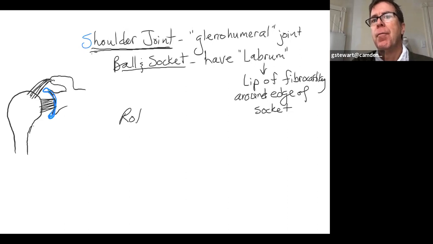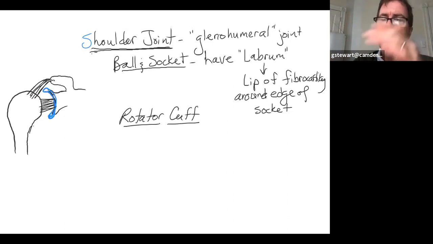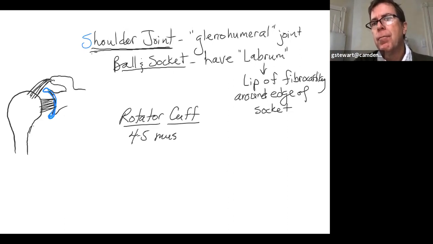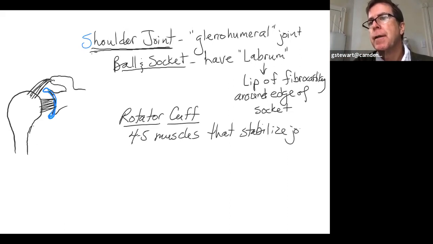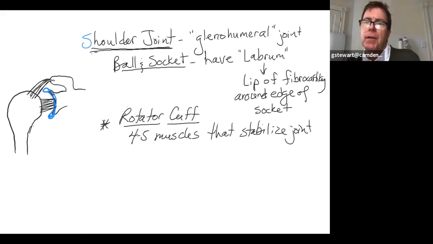This term, rotator cuff. Some orthopedic surgeons say that there's actually 5 muscles making up the rotator cuff. Other sources say there's 4 muscles. So I'm just going to say 4 to 5 muscles in the shoulder that really stabilize this joint. As a matter of fact, the rotator cuff muscles stabilize this joint even more than the ligaments themselves.